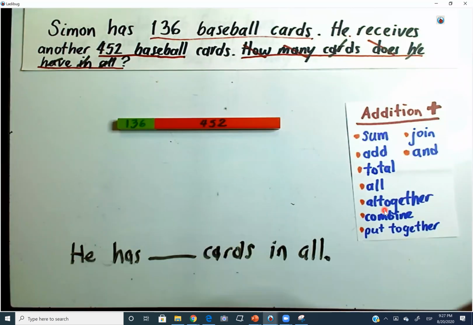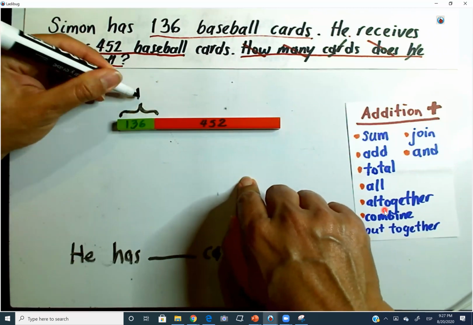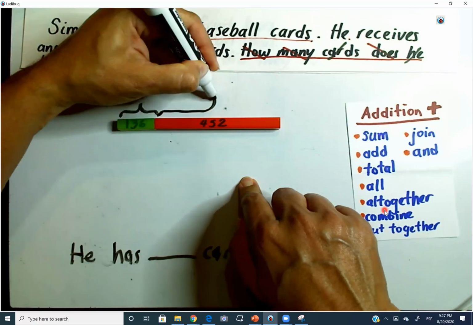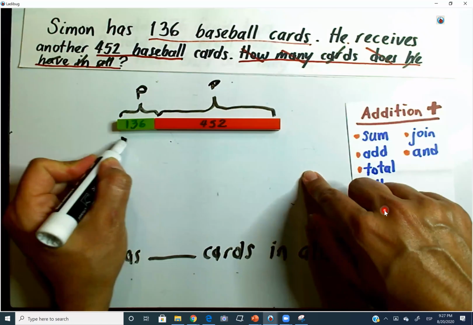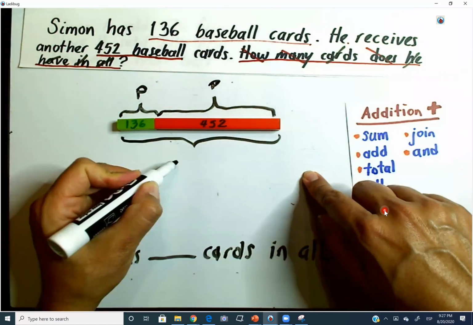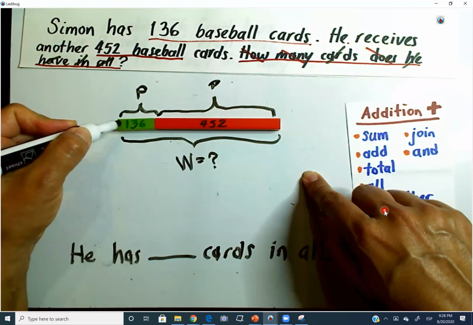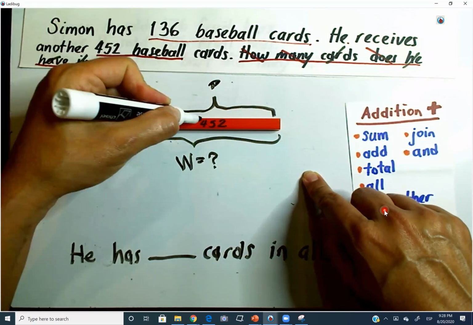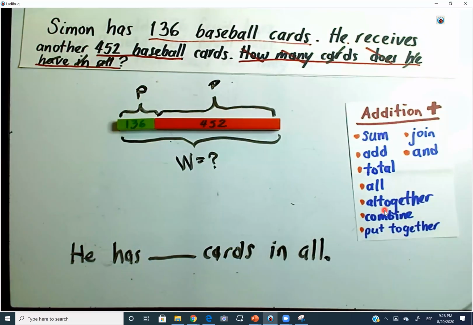So the other thing I have to remember is that this is called the part. This is another part. And when I put them together, I'm trying to find the whole. And the whole, that's what we don't know, because this part is 136, this part is 452, and together, that's how I'm going to find my answer.